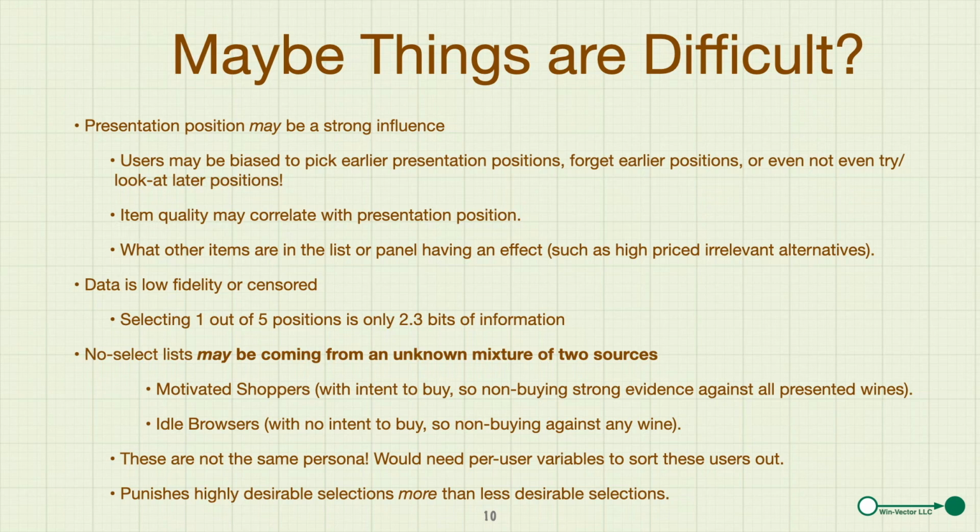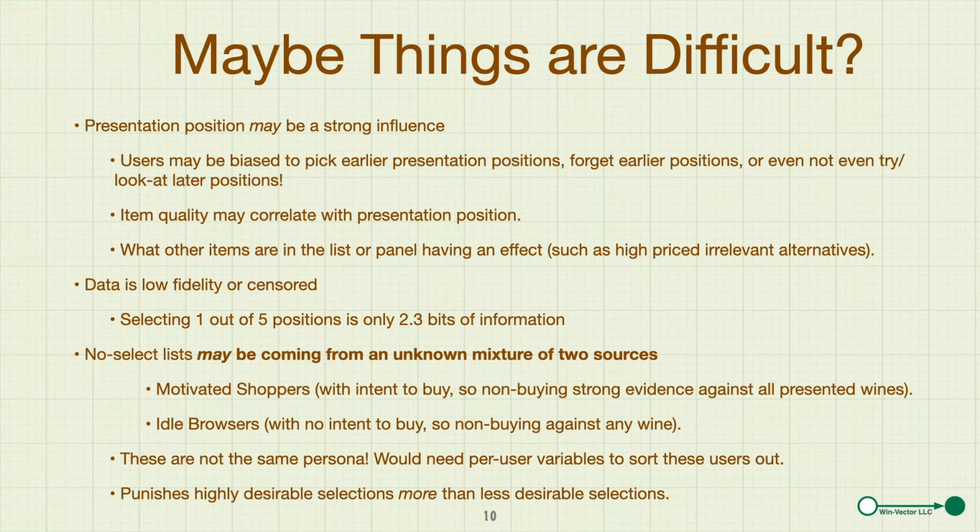And you just can't say this enough times. The data is incredibly censored. When they tell us only 1 out of 5 positions is selected, that's only about 2.3 bits of information. So each panel we're presenting, we're extracting very little information. And finally, the thing that keeps me up at night is the people that reject the entire panel.